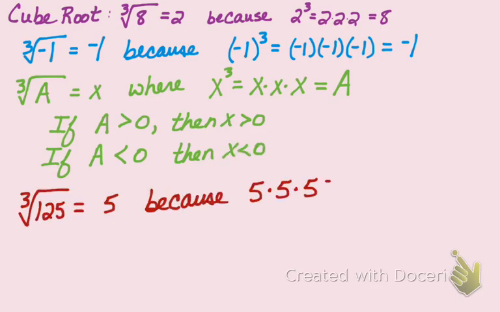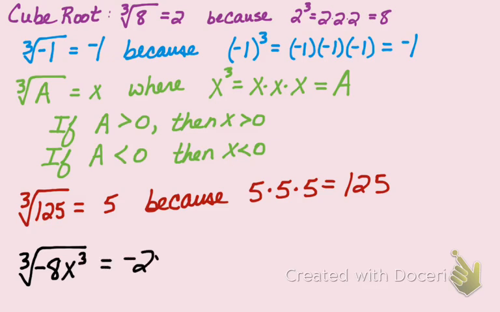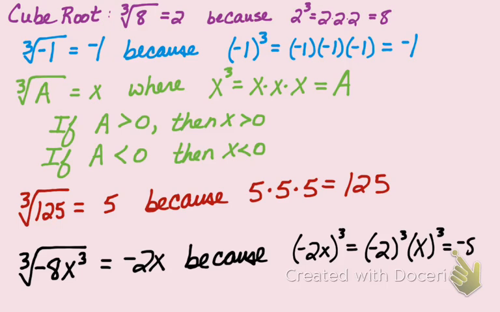The cube root of 125 equals 5, because 5 times 5 times 5 is 125. The cube root of negative 8x cubed equals negative 2x, because negative 2x cubed, remember our exponent rules, negative 2x cubed is going to equal negative 2 cubed times x cubed, and that equals negative 8x cubed. So we could simplify expressions for the cube root as well.